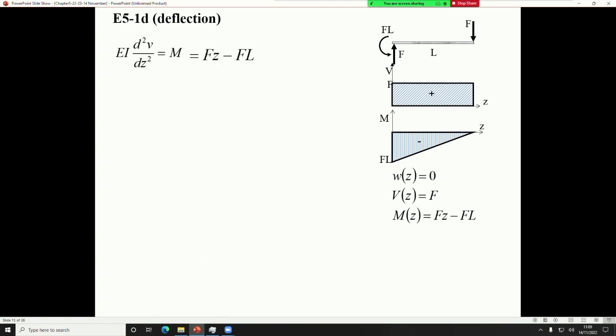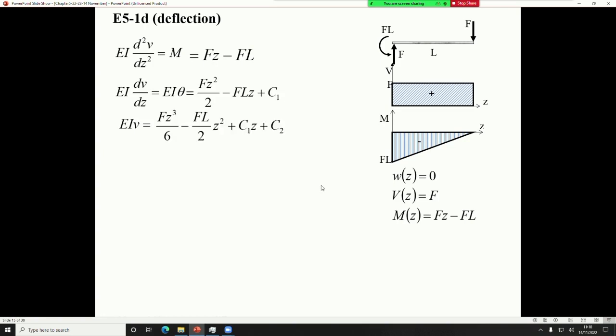The first integration gives us the slope distribution at any point along the beam. So EI dv over dz, or EI theta, equal to, this is a linear function, becomes quadratic, its constant becomes linear, and then we need to add a constant value to the equation. The next integration gives us the deflection, so this becomes cubic, quadratic, linear, and then you need to add another constant value.